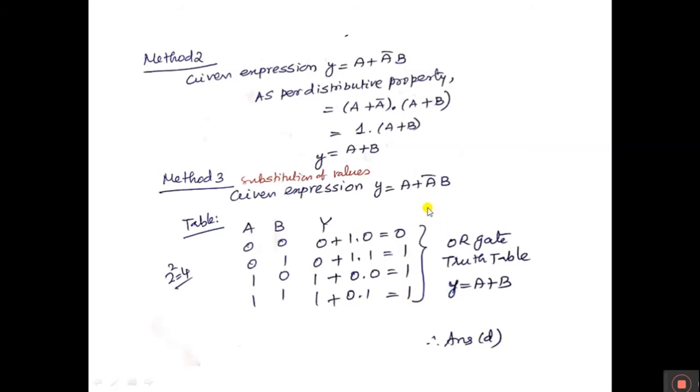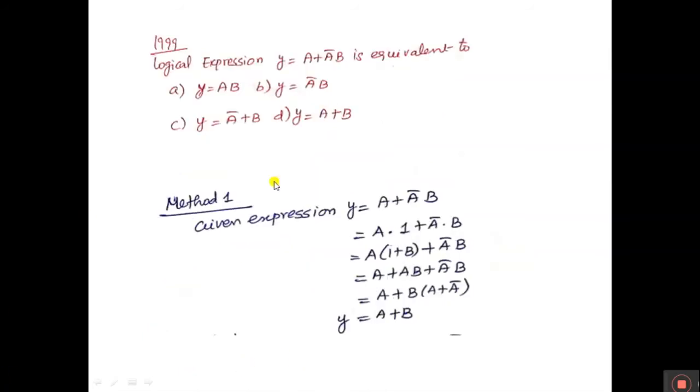This is similar to the truth table of OR gate. Right? That is the truth table of OR gate. So I can directly write the answer y equal to a plus b. So these are the different ways to solve the problem. So you can choose any method. Right?